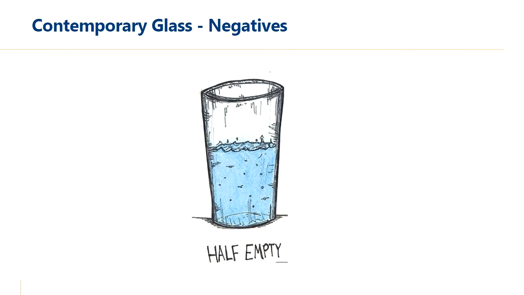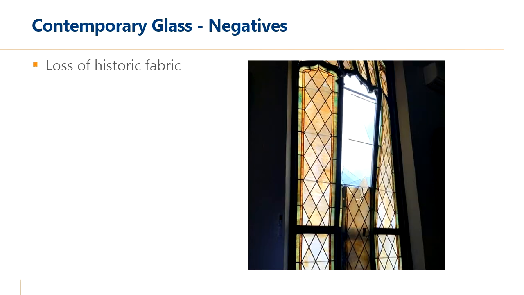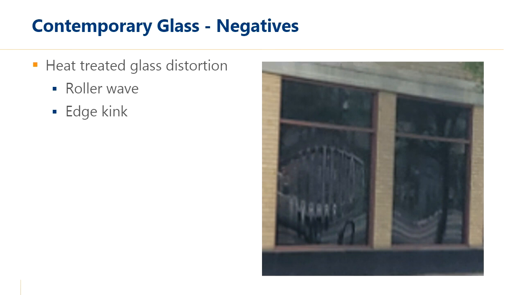Well, what about the downsides? One obvious and significant negative would be the loss of the historic fabric. And we'll set that aside for now, along with increased cost, and talk briefly about other potential downsides of what we'll call new glass. While all glass can exhibit objectionable aesthetics like bowing or blemishes, there are issues that are unique to contemporary glass. One of them is shown here.